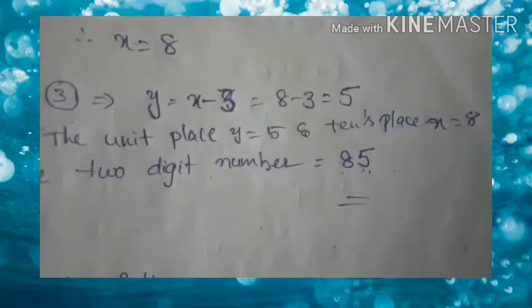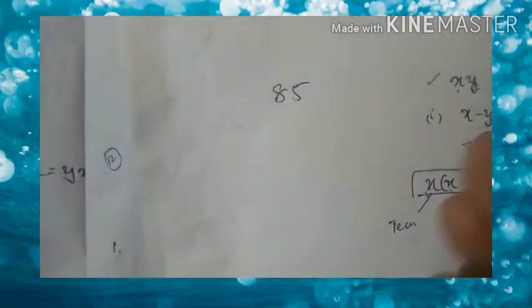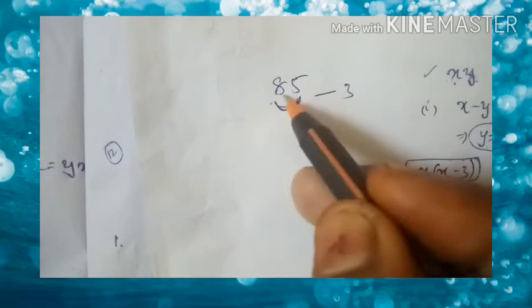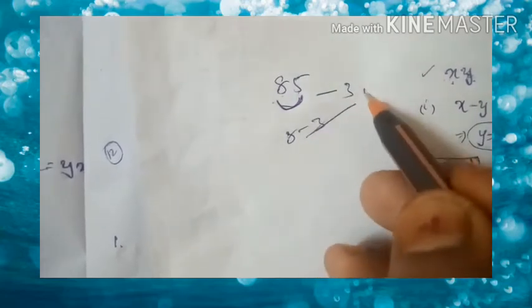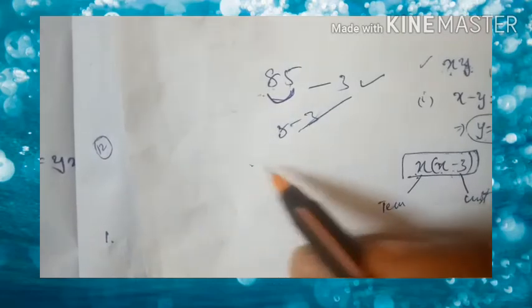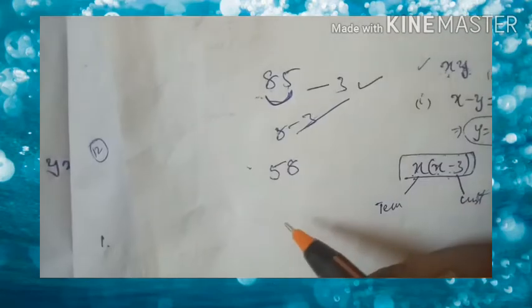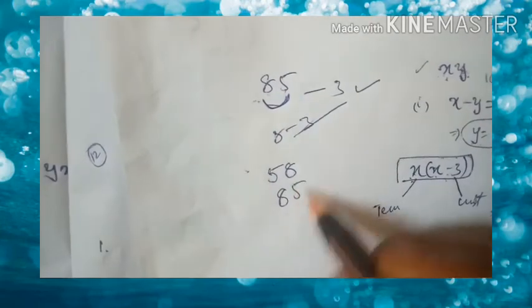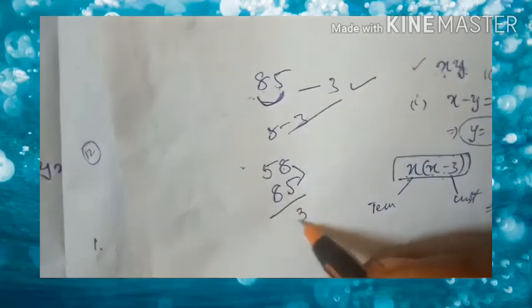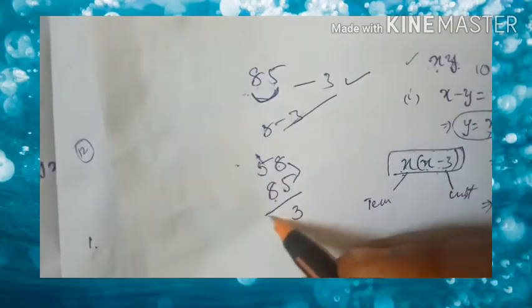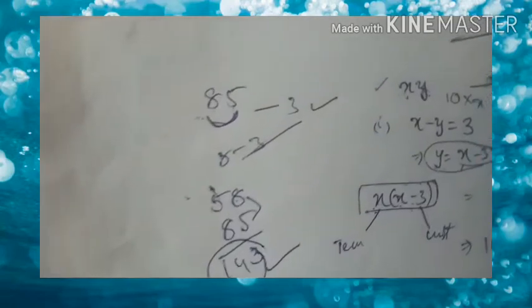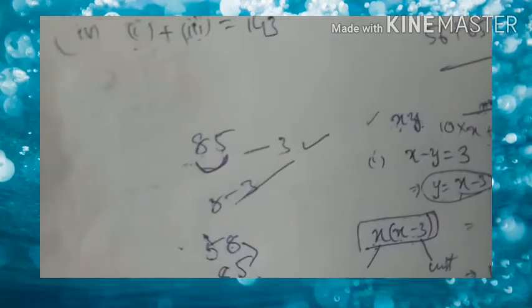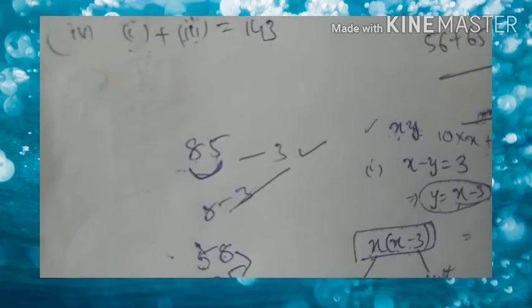Okay, let's check once. Is it right or wrong? Our answer is 85. First, this is a 2-digit number, and the difference of these two digits is 3. So 8 minus 5 is equal to 3. Right. Second, if you interchange, it becomes 58. If you add these two numbers, you will get 143. So 85 plus 58: 5 plus 8 is 13, carry 1. 8 plus 5 is 13, plus 1 is 14. So 143. Is it right? Yes.